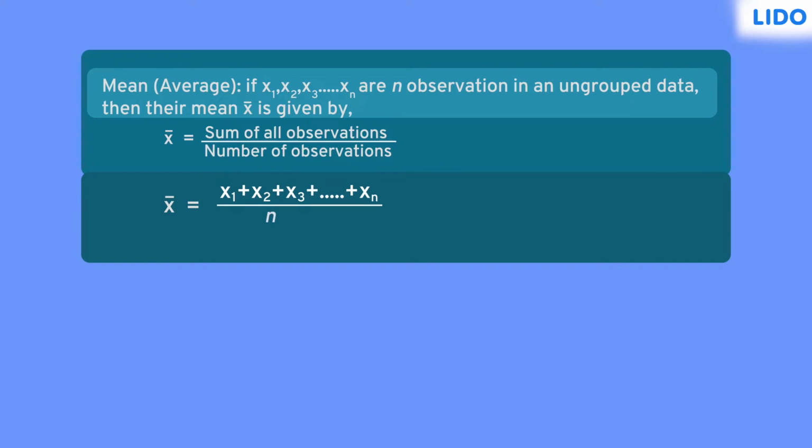of observations n. The sum of terms in the numerator, that is x1 plus x2 plus x3 and so on up to xn, is written using the Greek capital letter sigma or summation, which means sum of all x. Hence, mean can also be written as x bar equal to summation of x divided by number of observations n.